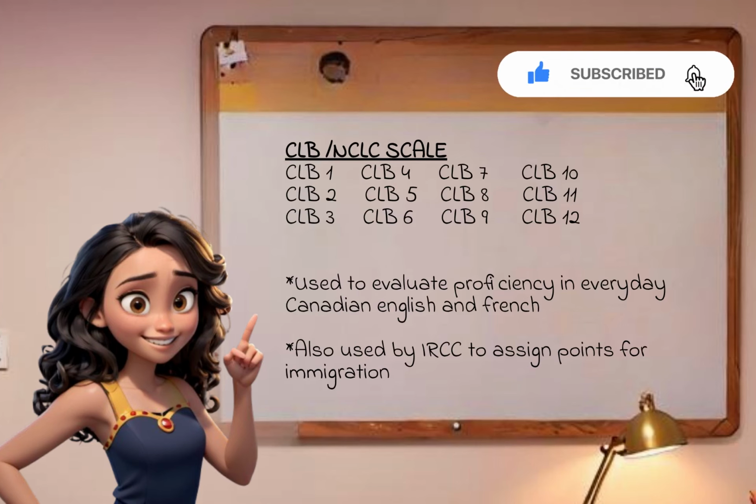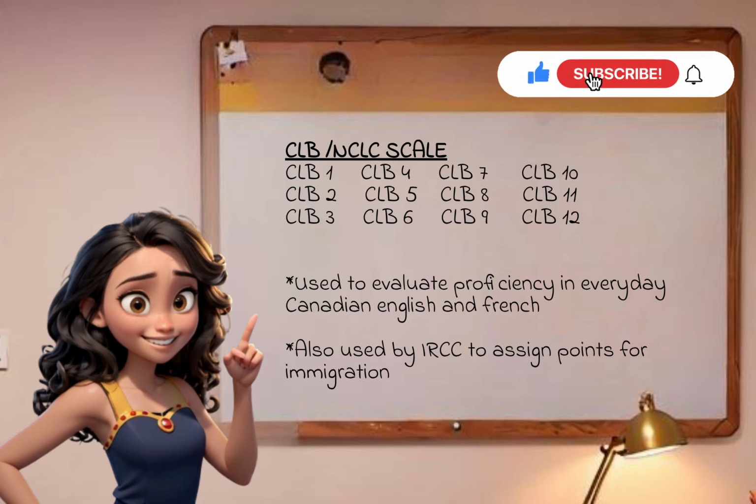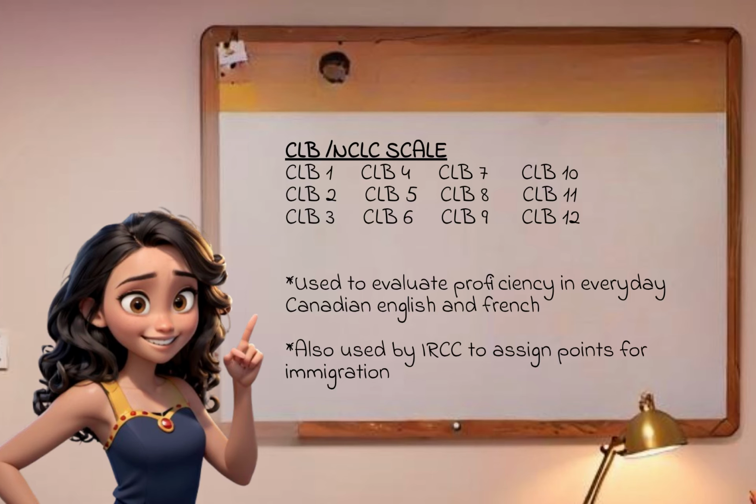The CLB score, on the other hand, has 12 levels and focuses on everyday French and English used here in Canada. Those doing language tests for immigration may frequently come across this, as it is what IRCC uses to assign immigration points for Canada's 2 official languages. This score lets you know if you qualify for the extra points in your target immigration pathway.